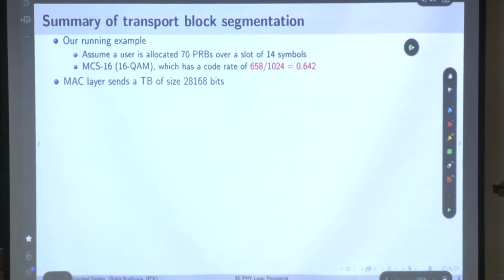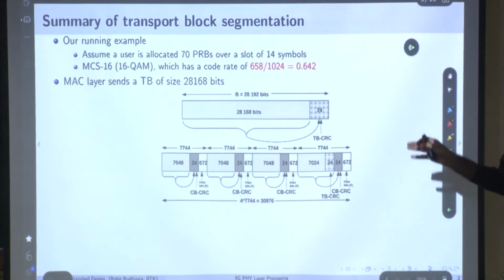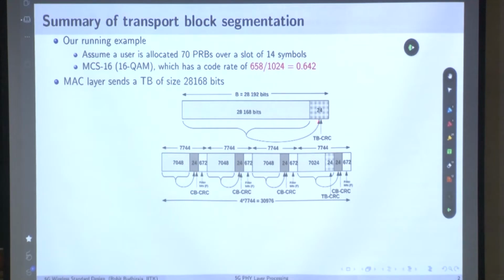As soon as this is decided, the MAC layer sends a transport block of this size. This has to be calculated; this is not some magic number. We'll calculate it later. This is the processing which the transport block undergoes. As soon as it is received at the physical layer, a transport block CRC of 24 bits is added, and then it is segmented into four different code blocks, C is equal to 4. That's what we understood in the last class.